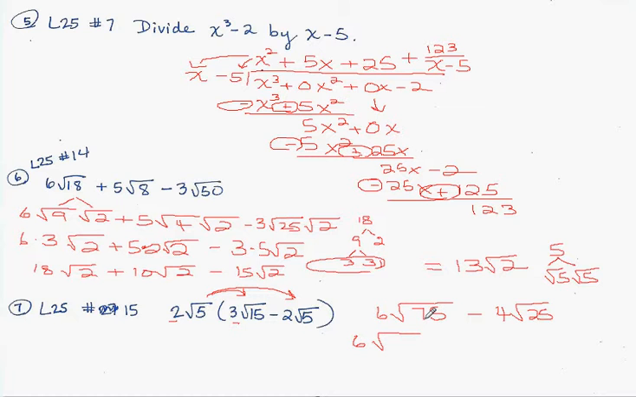So you do start with 4, 9, 16, finally we hit 25. 25 times what gives you 75? It would be 3. Square root of 25 is 5. So we get 6 times 5 square root of 3 minus 20. So your final answer is 30 square root of 3 minus 20.